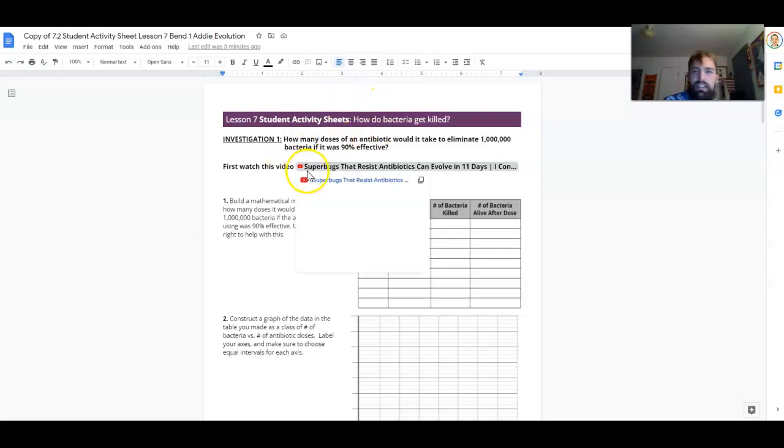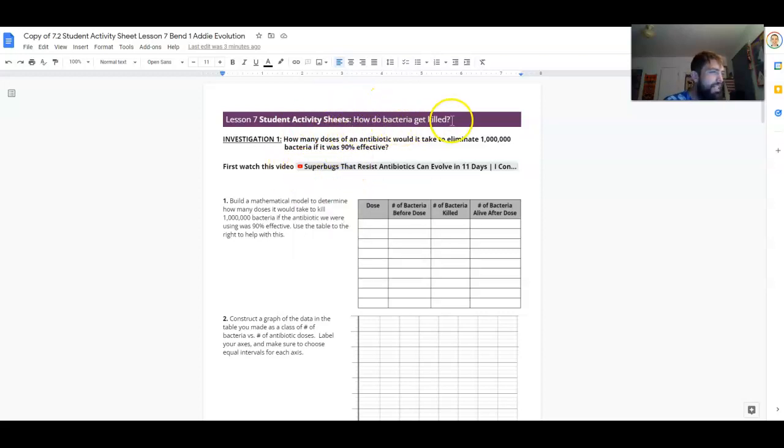And in this lesson, we're going to talk about how bacteria get killed, and we're thinking about how many doses of an antibiotic it would take to eliminate 1,000,000 bacteria if it was 90% effective. So I think we should create a mathematical model to help make sense of why we might need multiple applications of a product like hand sanitizer or multiple doses of an antibiotic for them to be completely effective.